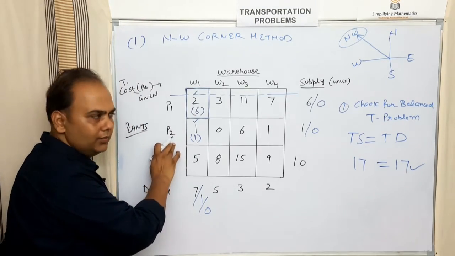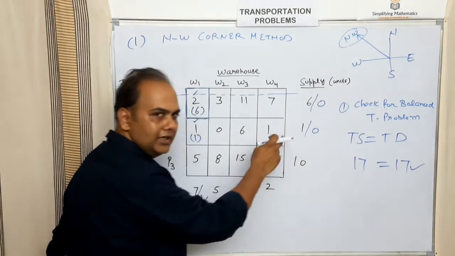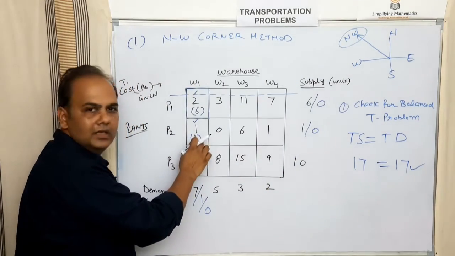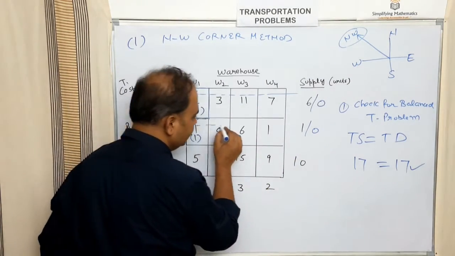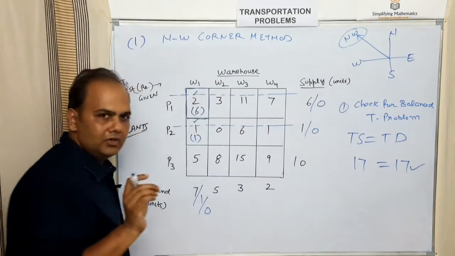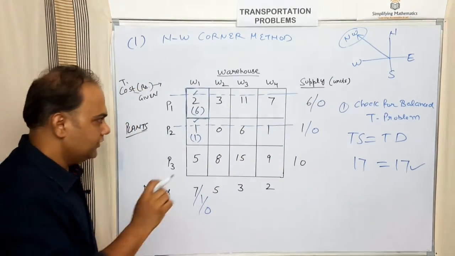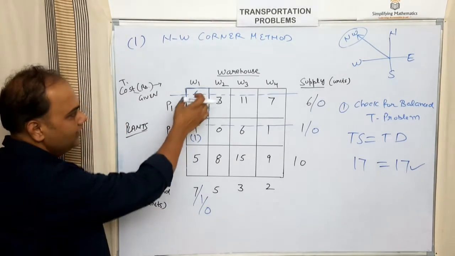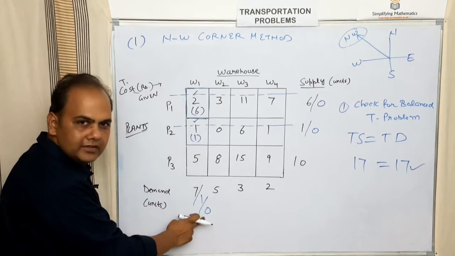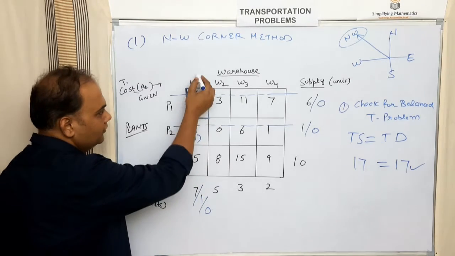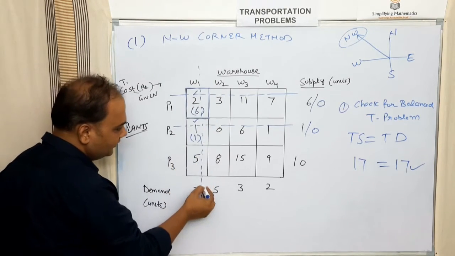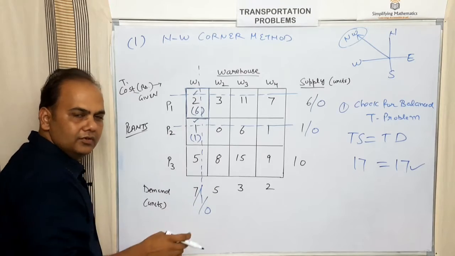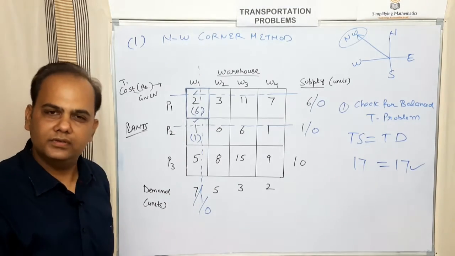That this plant P2, whose supply is 1, has been given to which warehouse? W1. So we cross it. Crossing means what? That no further allocation of units will be possible in this plant P2. Similarly, the demand of this warehouse has also been satisfied, so we'll also cross it. Means this warehouse does not need any more units.